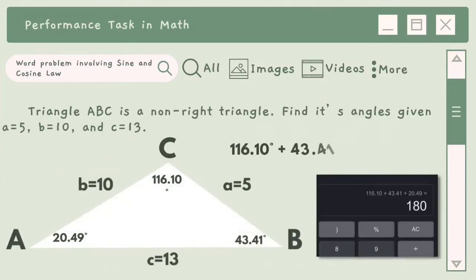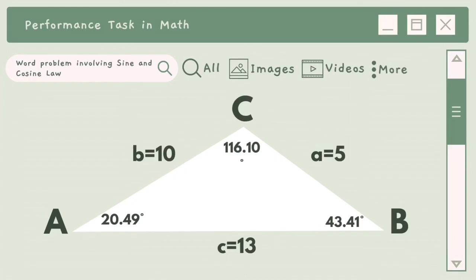To check the values of the angles we got, we added them all, and it's equal to 180, which means our answer is correct. So our final answer is angle A is equal to 20.49 degrees, angle B is equal to 43.41 degrees, and angle C is equal to 116.10 degrees.